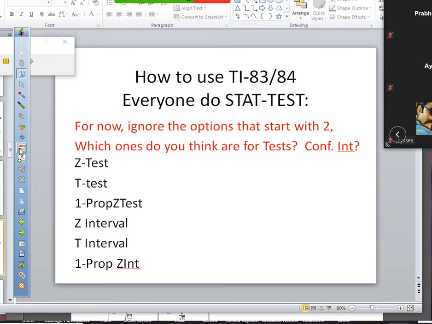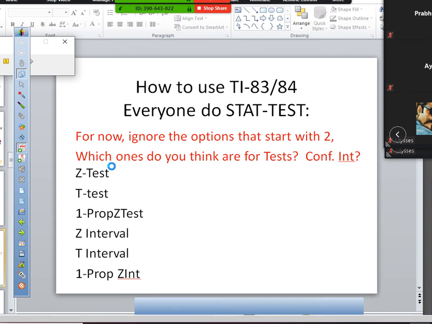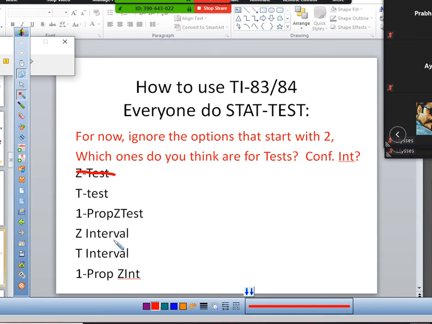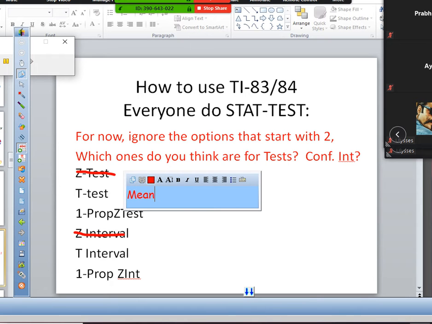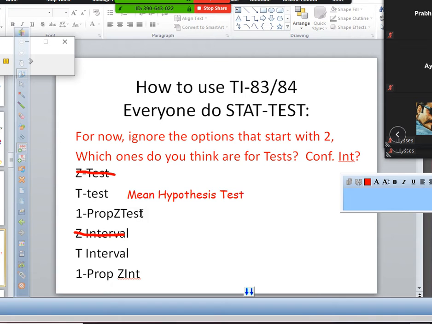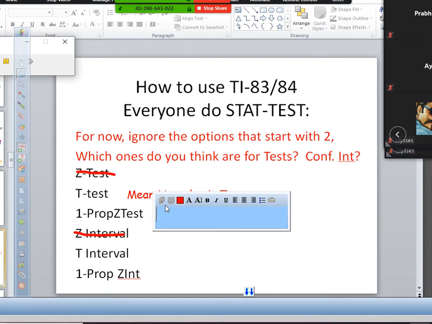Okay, so I'm going to go back to sharing my screen. So we'll go ahead and write these out. So again, the z-test, this one we're not going to use, and z-interval we're not going to use also. The t-test is for a mean hypothesis test. The next one, 1-PropZTest, is going to be for a proportion hypothesis test.